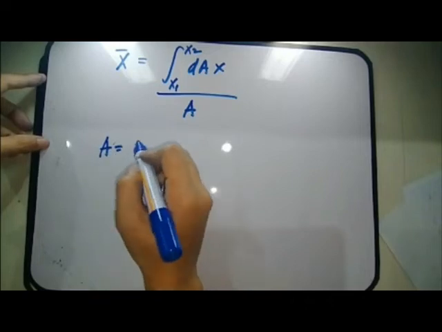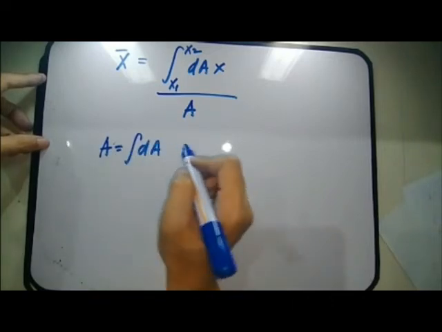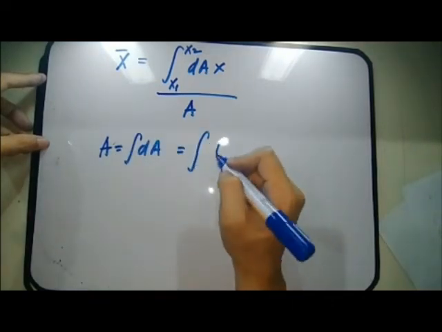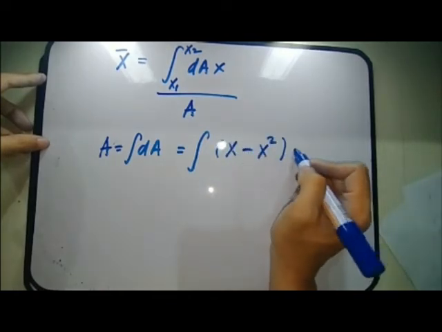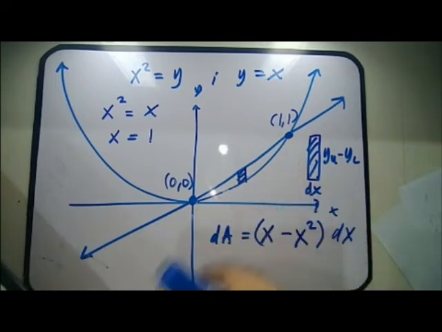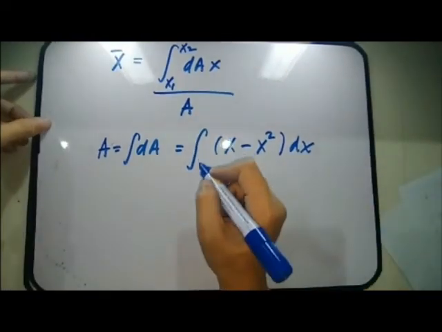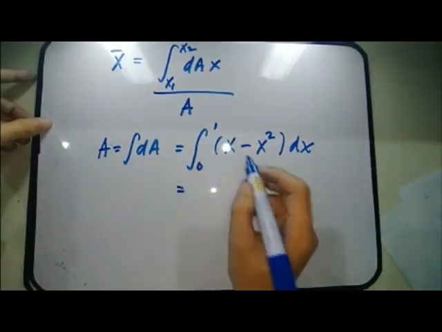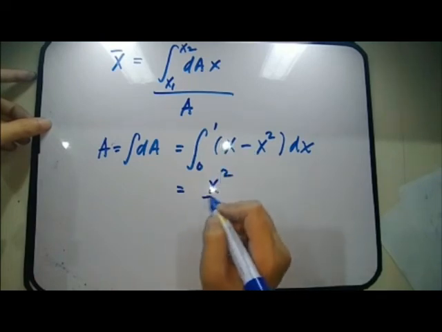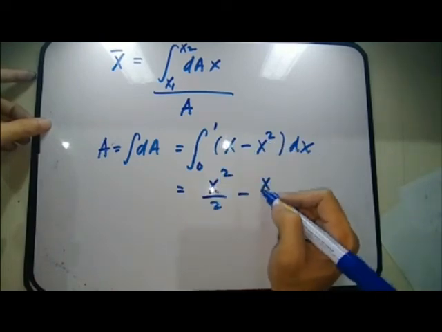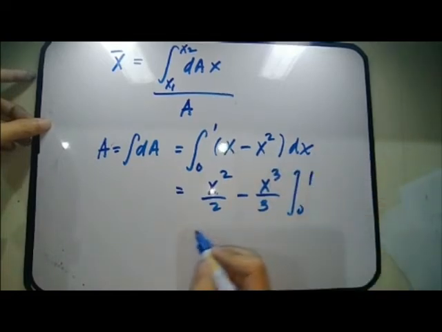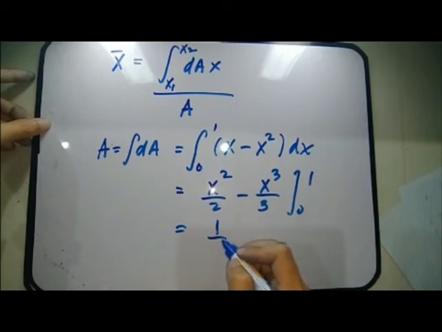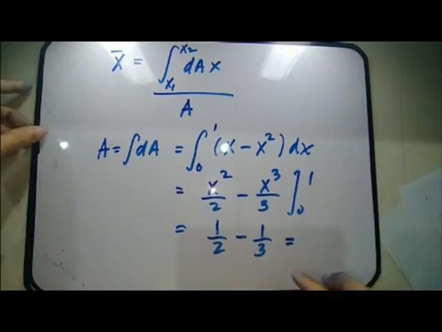So A will be the definite integral of dA. So we have here x minus x squared differential of x from limit natin 0 to 1. We have here power formula. So x squared all over 2 minus x cubed all over 3 from 0 to 1. This is 1/2 minus 1/3. So input natin guys yung limit. So this will be 1/6. So 1/6 yung area. 1/6 is square units.